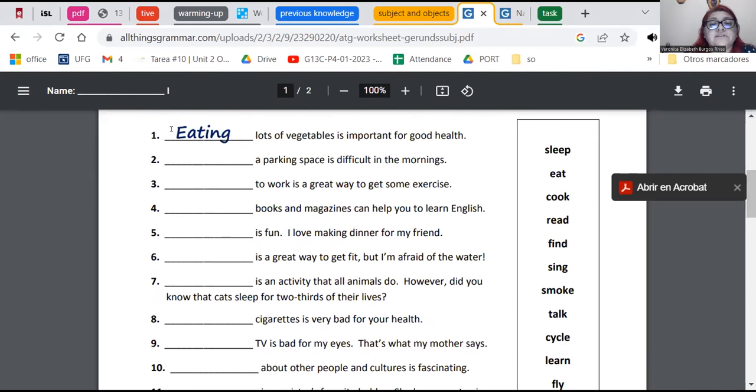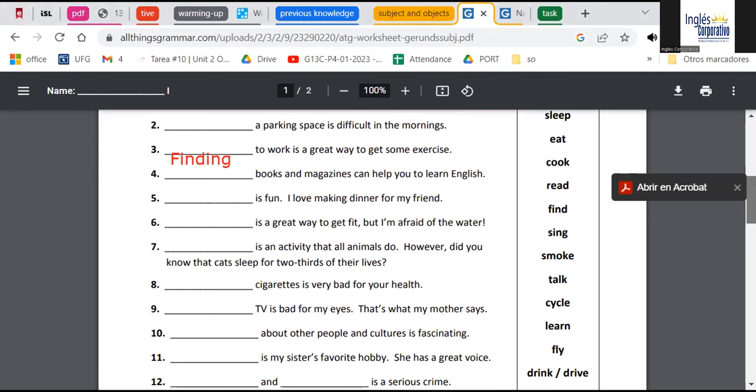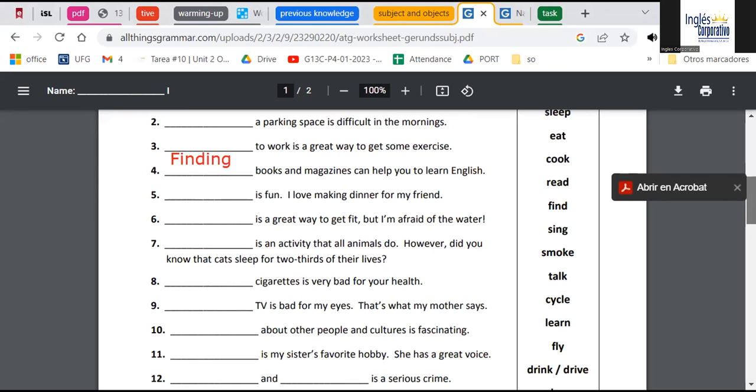Okay, so I want you to keep that in mind. Finding a parking space is difficult in the morning. Okay, so we're gonna write that. Let's see, number three, to work is a great way to get some exercise. Okay, to work is a great way to exercise, a way to get some exercise.